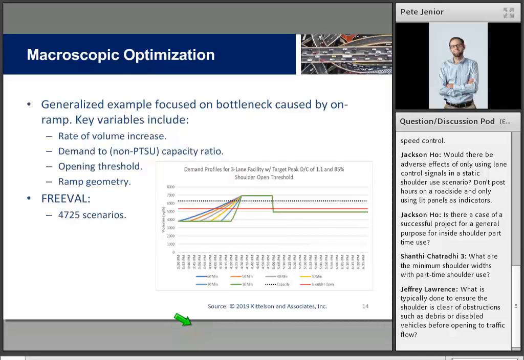flow is going to break down, and you can make decisions based on that appropriately, and start to understand what hours of the day I would want to set as my core hours for a dynamic part-time shoulder use facility, or whether I need a dynamic facility at all. Is that worth the cost, or should I stick with fixed hours of operation with a static facility if my congestion is predictable and always occurring at the same time?